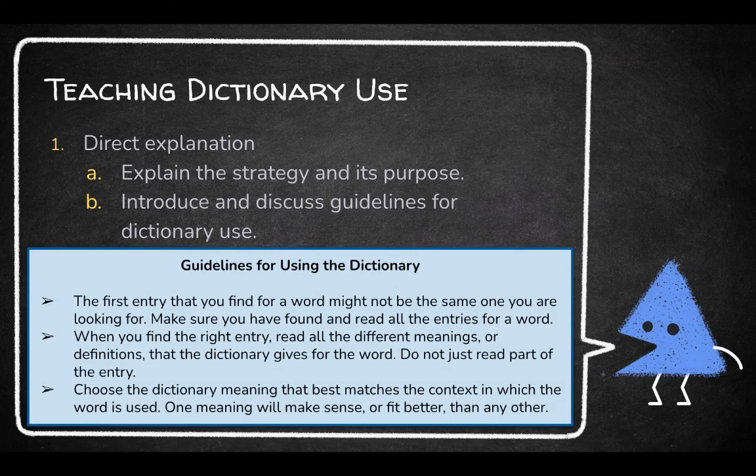Here are the steps for teaching students how to use a dictionary. In step 1, you will need to explain to the students what strategy you are teaching them and why it is useful. Next, introduce and discuss some of the guidelines for using a dictionary. Here, you can see some sample guidelines that come from your textbook, the Teaching Reading Sourcebook.